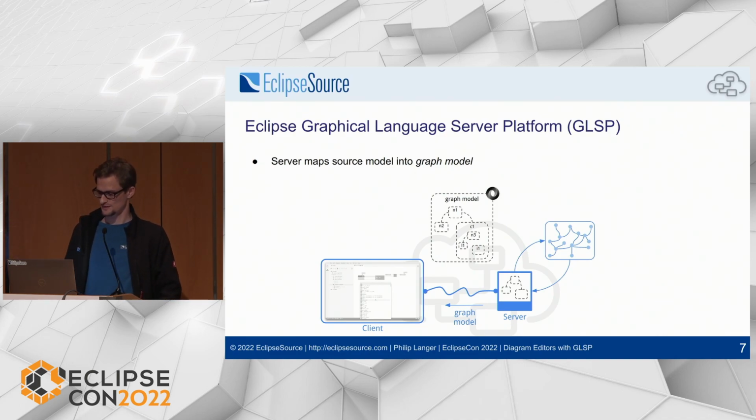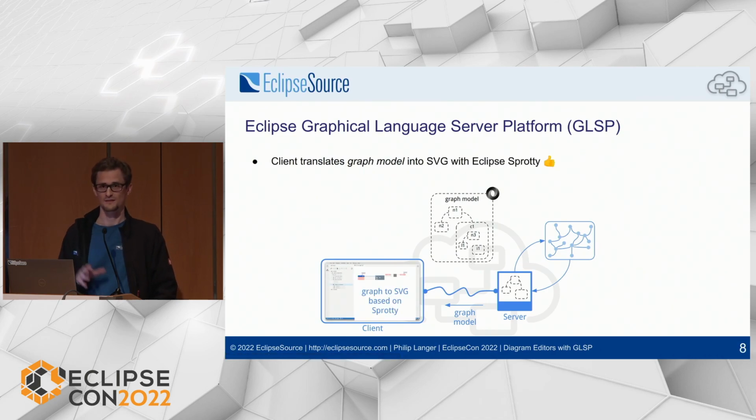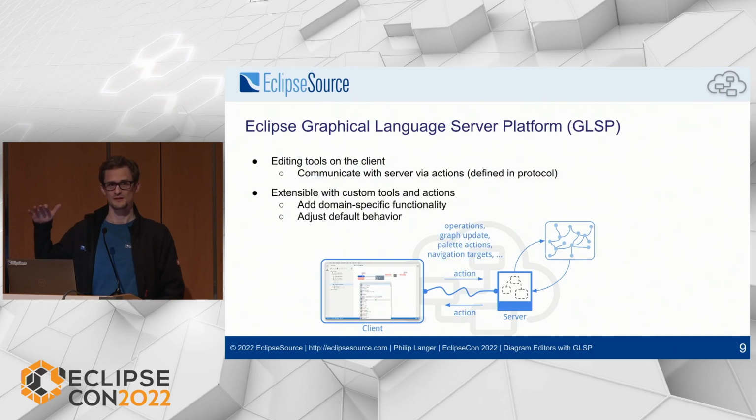This graph model is then sent to the client, and then with the help of an excellent, cool open source framework also hosted by the Eclipse Foundation called Eclipse Sprotty, this graph model is then translated into actual SVG that can then be rendered in the browser. On top of that, SVG being rendered in the browser, there are then, of course, client-side editing tools that react to mouse events, keyboard events, and so on, that can then lead to further actions that are either handled locally in the browser or that are sent back to the diagram server.